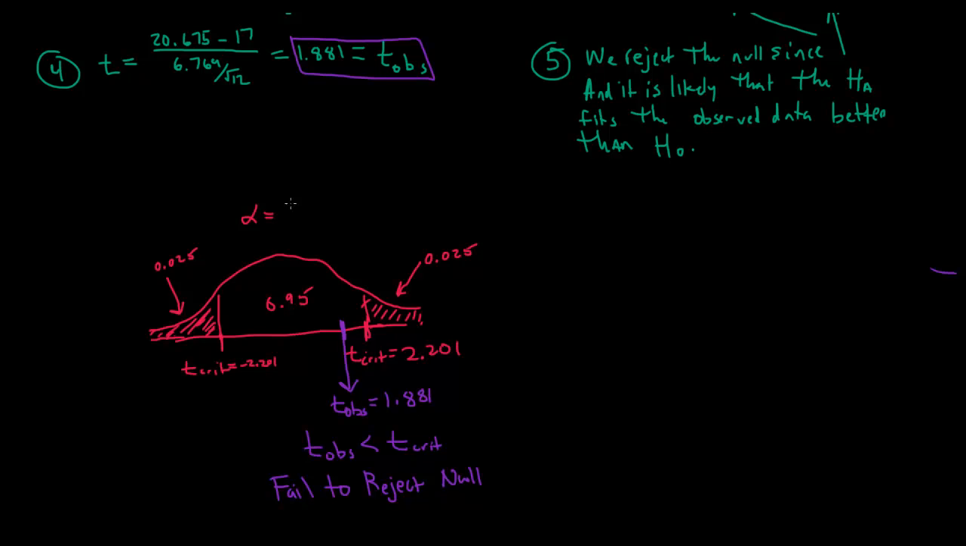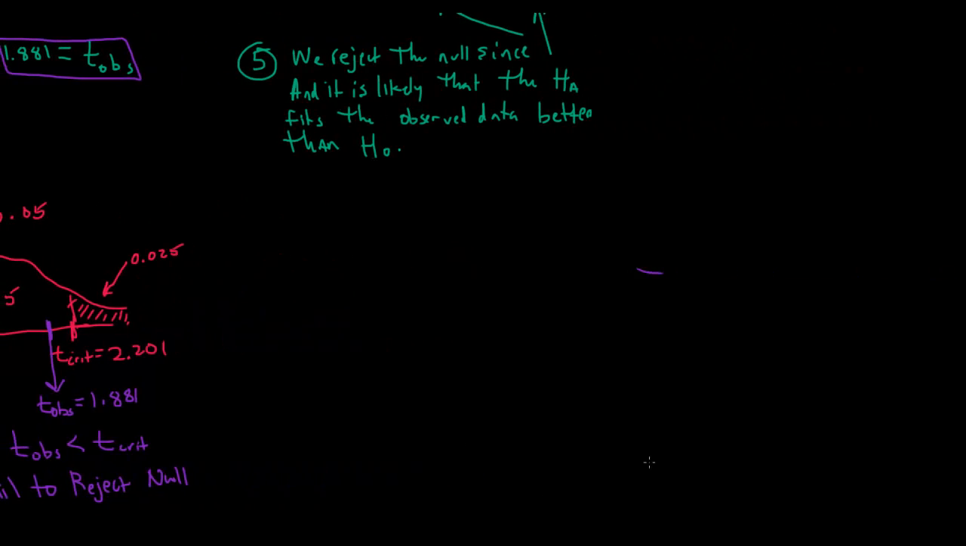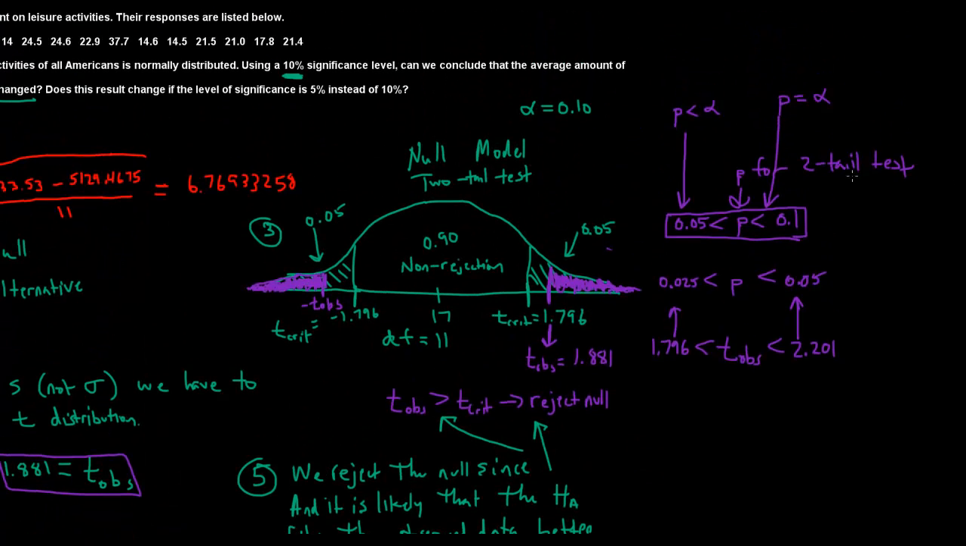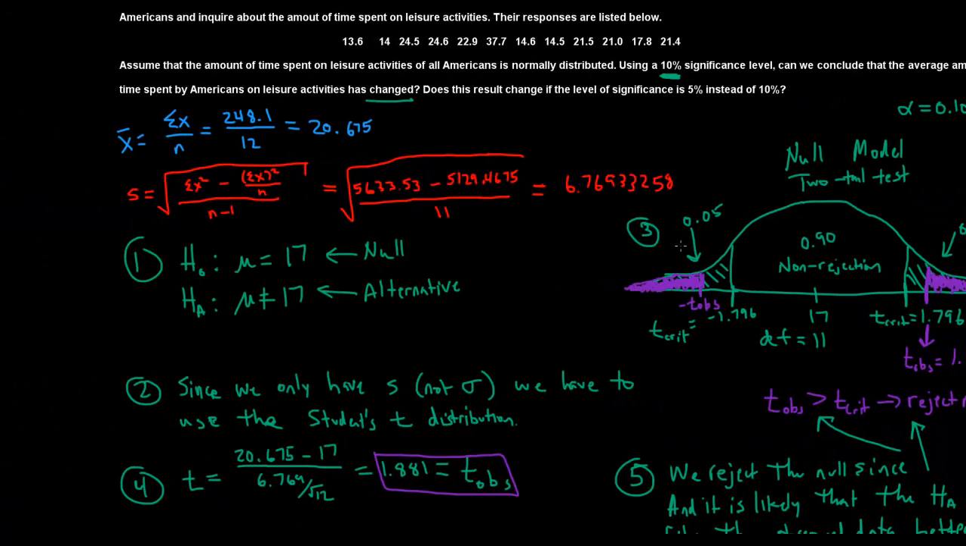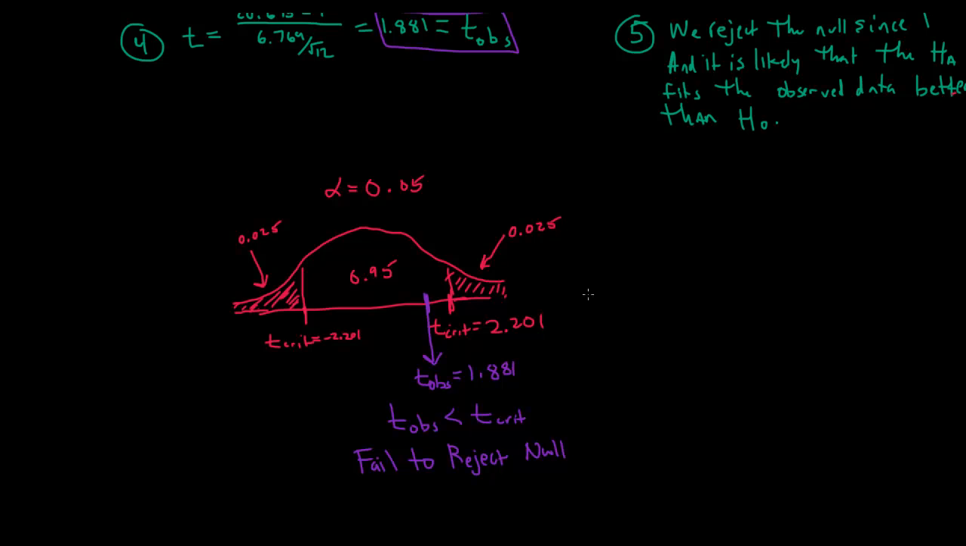Alpha here was 0.05. Okay, so that's alpha. If we scroll over here, what was our range of alpha we found? The range we found for alpha was at the least 0.05 and at the most 0.01. So if we go back over here, the range of p we said was at the least 0.05 and at the most 0.1.